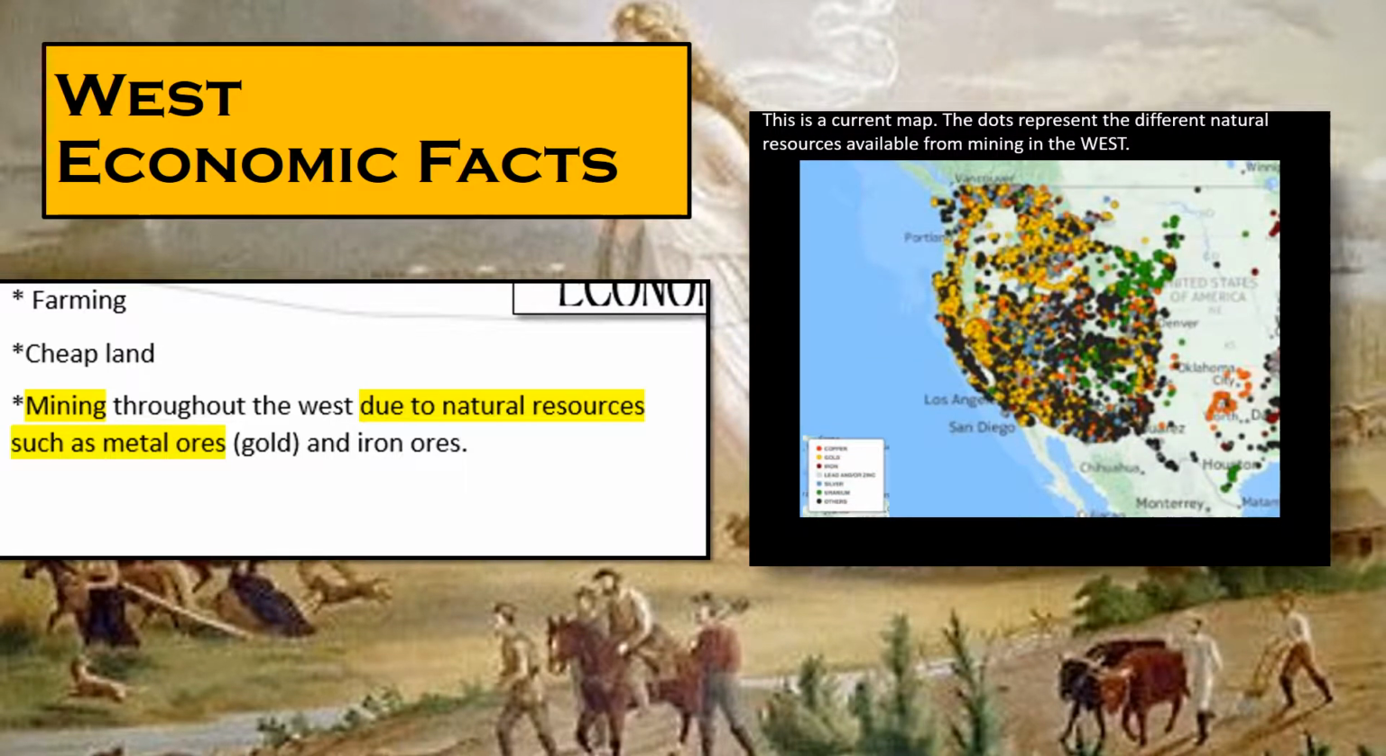So here's a current map of all the different natural resources available in the West. All those dots represent different natural resources available. And so the yellow dot is gold. So you can just see how much gold is over there in California.